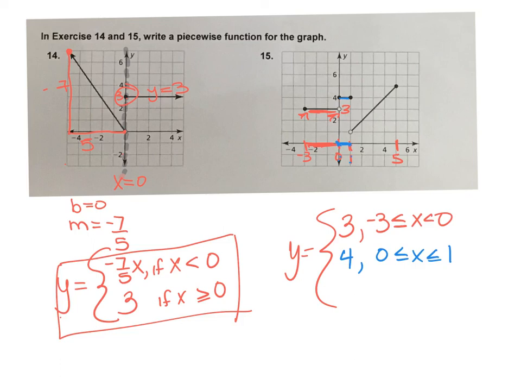And then the last one, let's find it. Let's extend it. This would have a b of 0, because if we extended it, it would cross at 0. And it has a slope of up 1 over 1. So the equation is 1x plus 0, and that's just x. And that's for x values that are greater than 1, open circle, and less than or equal to, because it's a closed circle, 5.